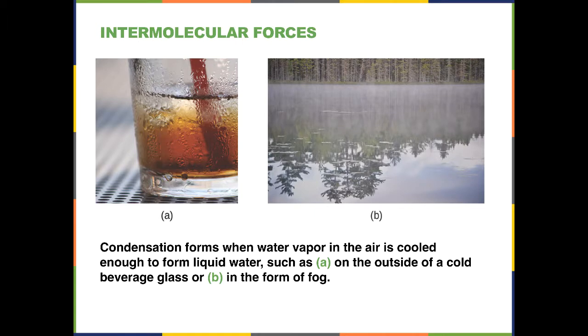Condensation forms when water vapor is cooled in air enough to form a liquid, such that a liquid forms. So A shows what happens around a glass, and B shows the formation of fog in natural circumstances.